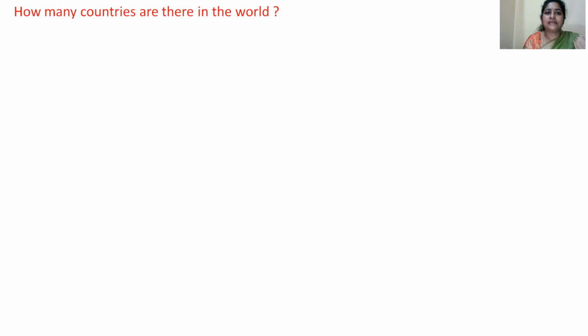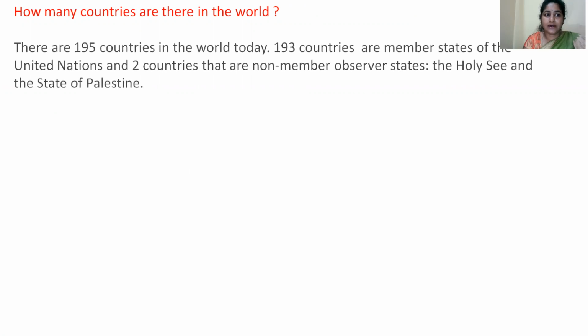How many countries are there in the world? There are 195 countries in the world today. 193 countries have taken membership of the UN, that is United Nations, and 2 countries are non-members, and they are Holy See and the State of Palestine.